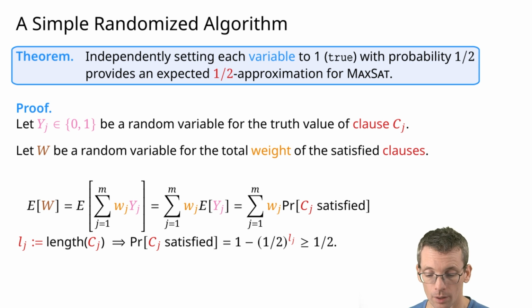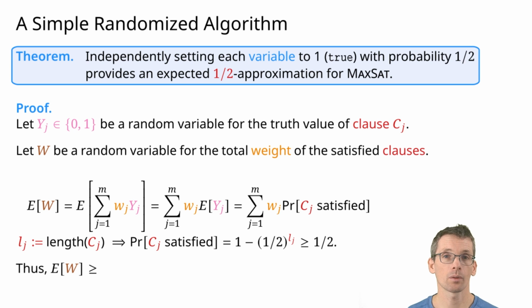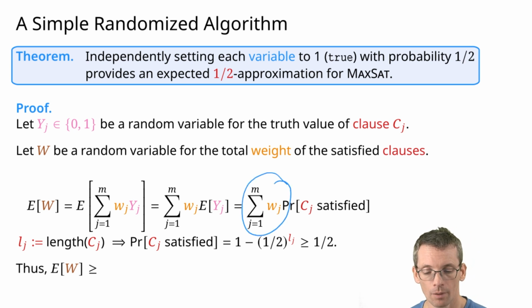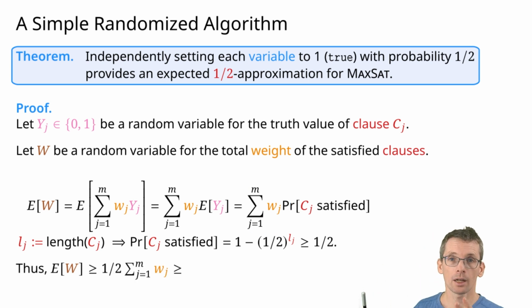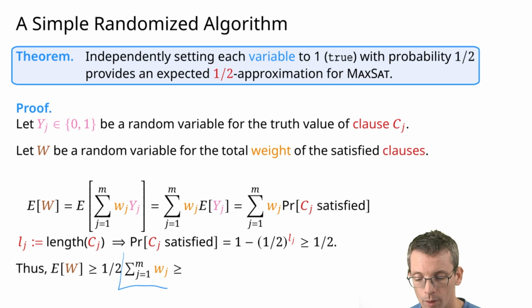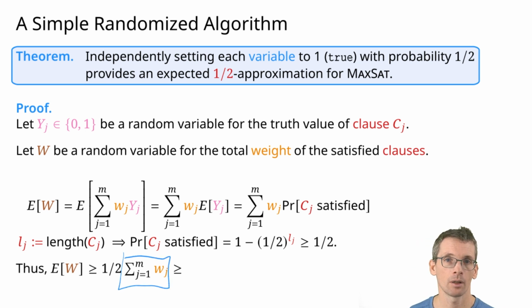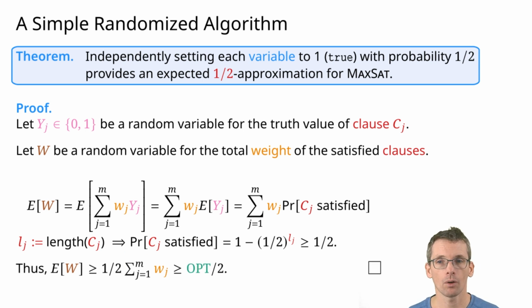But now if each of these probabilities is at least 1/2, then I know that the expected value of W is at least 1/2 times this sum here. And here I have the sum of all weights. And this is obviously an upper bound on OPT, because this is what I would get if all clauses are satisfied. Therefore, I have here a bound of OPT/2. And this is what we wanted to show.